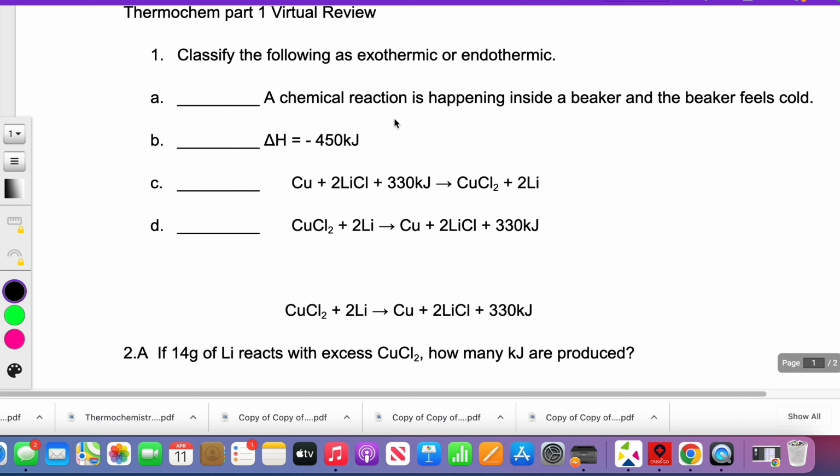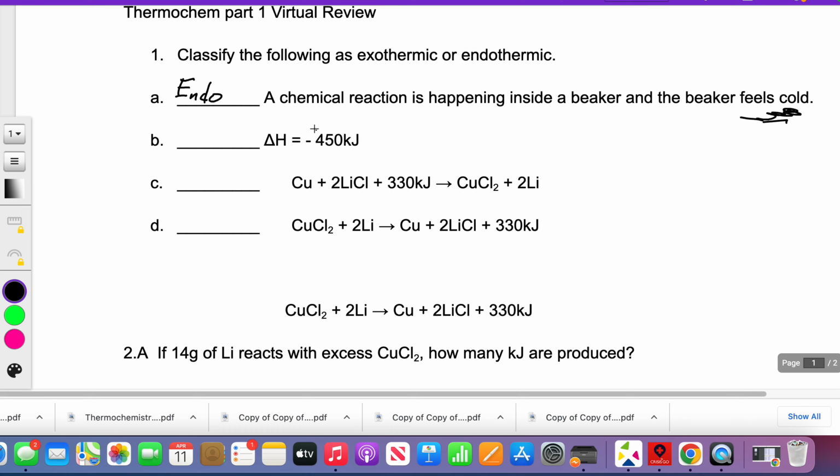So, a reaction happening inside of a beaker and the beaker feels cold. Okay, the key thing on this one is if it feels cold, that means that it's endothermic, because you're feeling the beaker, the chemicals are taking the energy out of the beaker, so the beaker's going to feel cold. Whenever a beaker feels cold, it's endothermic. Whenever a chemical reaction is happening inside a beaker and it feels hot, that's exothermic.